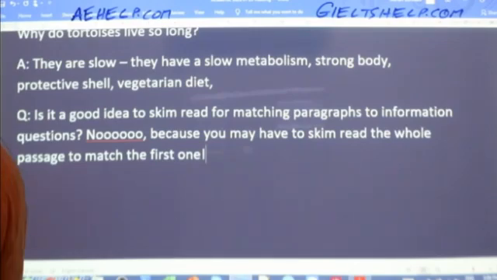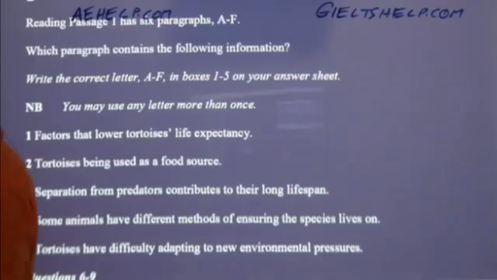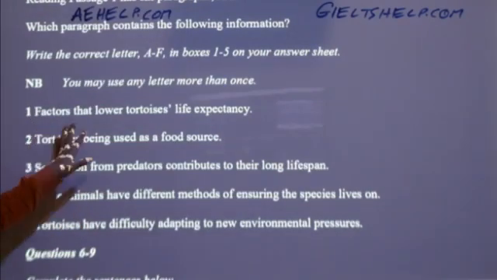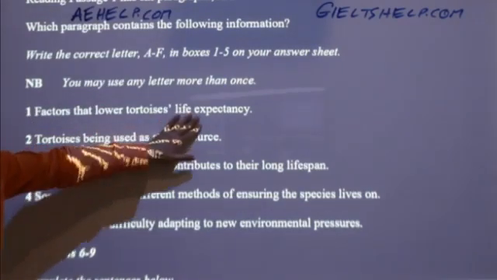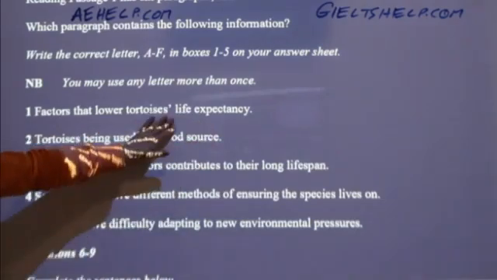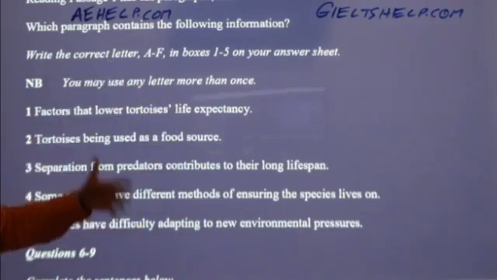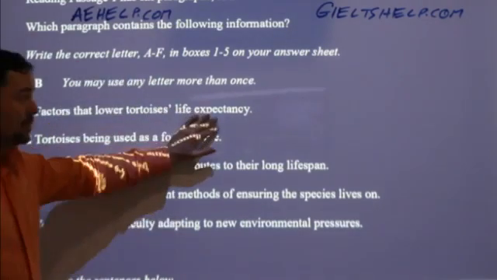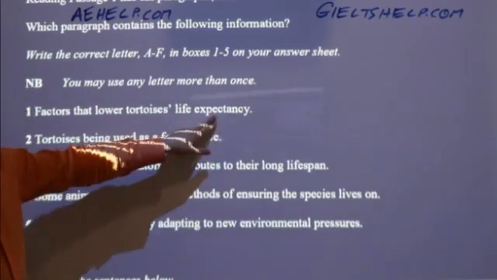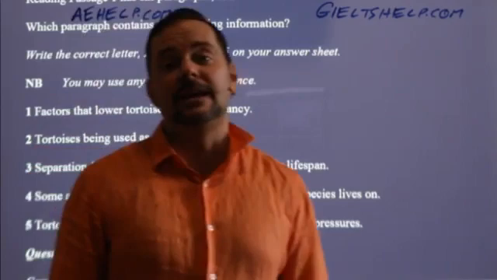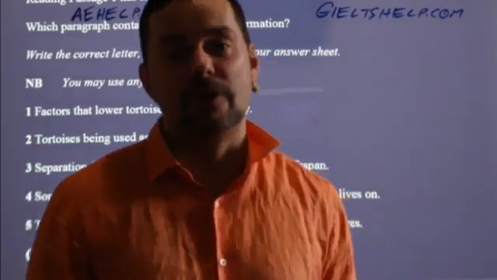Okay, I'll show you what I mean. So this number 1 here says factors that lower tortoise's life expectancy. What if that answer is the last paragraph? So it's the final paragraph. It's the conclusion, like paragraph G. You have to skim read the whole passage to figure out your answer for the first question. That would be even slower than the tortoise.